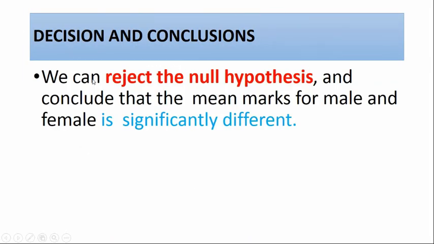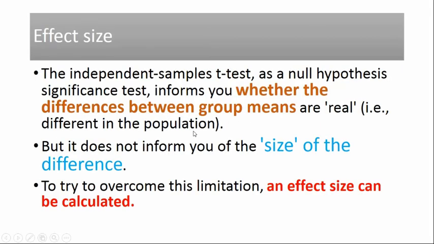Decision and conclusion: till now, we can reject the null hypothesis I have shown you earlier and conclude that the mean marks of male and female are significantly different. Our null hypothesis was that the mean marks of male and mean marks of female are the same, but it has been rejected, meaning a difference exists. But what about the size of the difference? Is the difference large, small, or medium? To check the size of the difference, we will calculate the effect size.